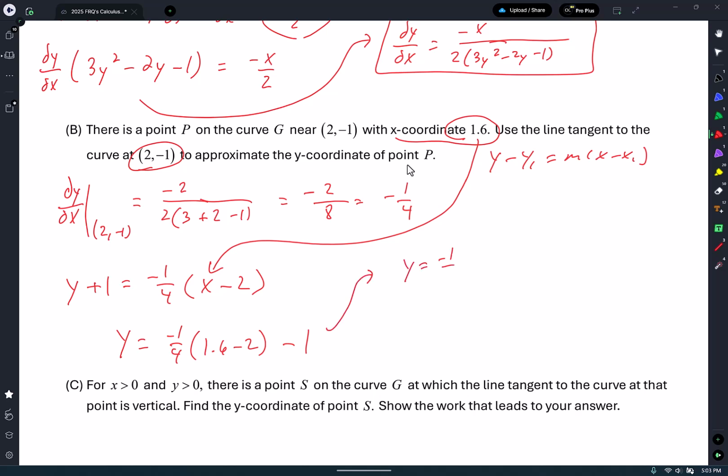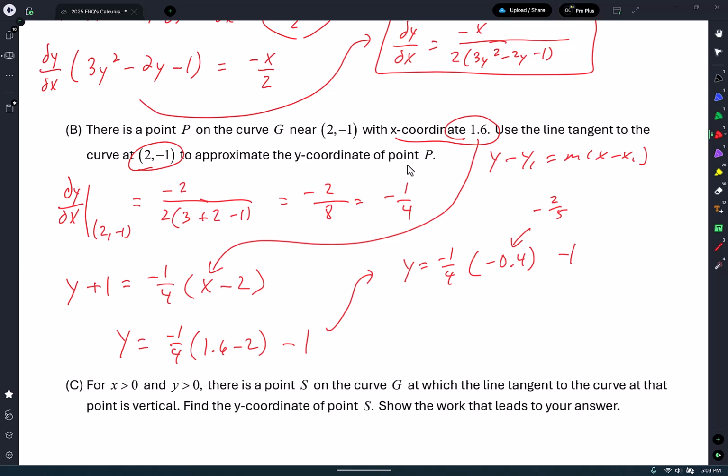Y equals -1/4 (1.6 - 2). That's a -0.4, minus 1. By the way, -0.4 is the same thing as -2/5. Remember, right? So see, 0.1, 0.2, 0.4, 0.6, 0.8. 3 over 5 would have been 0.6. 4 over 5 would have been 0.8. 5 over 5 is 1.